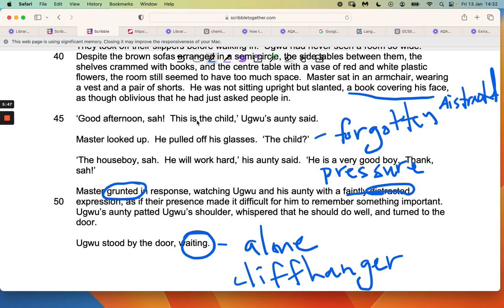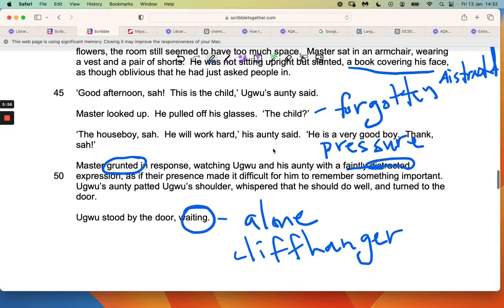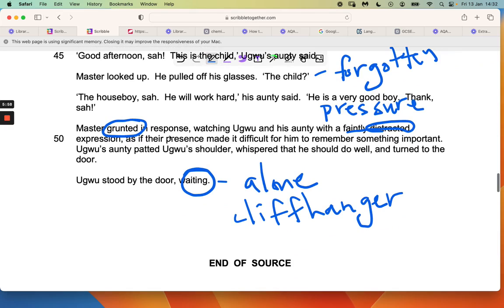Good morning, sir. This is the child, his auntie said. The master looked up. He pulled off his glasses. The child? The houseboy, sir. He will work hard. Master grunted in response, watching Ugwu and his auntie with a faintly distracted expression, as if their presence made it difficult for him to remember something important. Ugwu's auntie patted Ugwu's shoulder, whispered that he should do well, and turned to the door. Ugwu stood by the door, waiting.